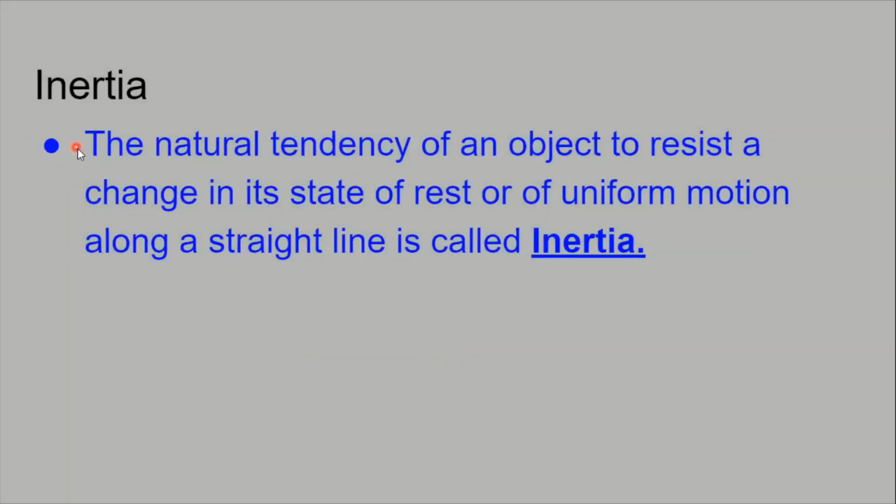Now, what is inertia? The natural tendency of an object to resist a change in its state of rest or of uniform motion along a straight line is called inertia. Now, let's have two examples of inertia.